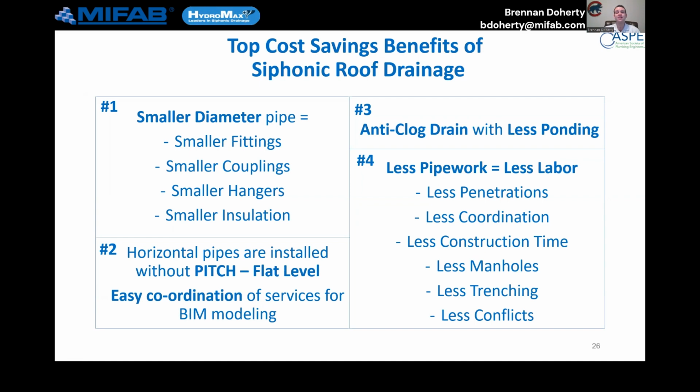Number 3, anti-clog drain, less maintenance cost for the lifetime of that building. And number 4, less pipe work, less labor. It is easier to hang a 4-inch pipe overhead than it is to hang an 8-inch pipe sloping. Leave it at that.